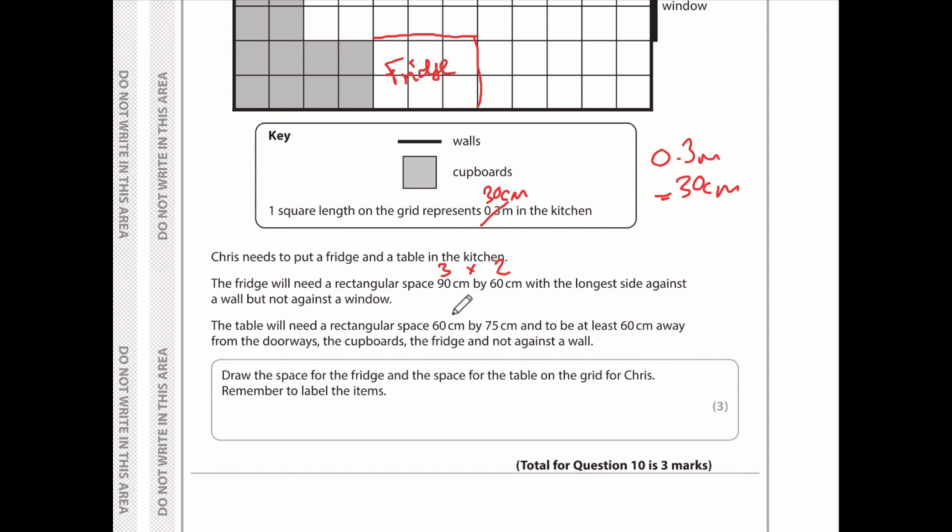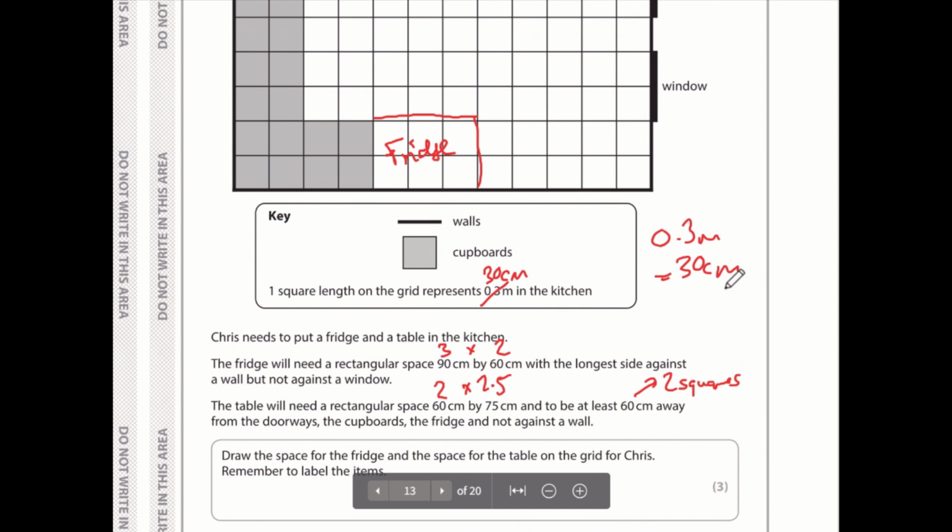Now the table is 60 by 25, so if I divide both of these by 30, that is 2 by 2.5. So the table is a rectangle 2 by 2.5, and it must be 60 centimeters away from the doorways, the cupboards, and the fridge, and the table is not against a wall. If it's 60 centimeters away and each square is 30 centimeters, it must be 2 squares away from the doorways, the cupboards, and the fridge.